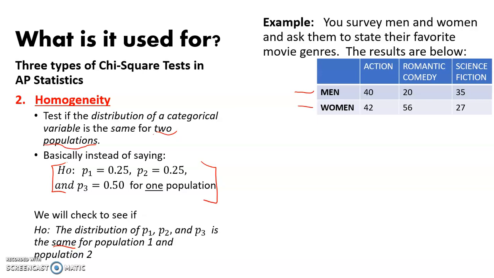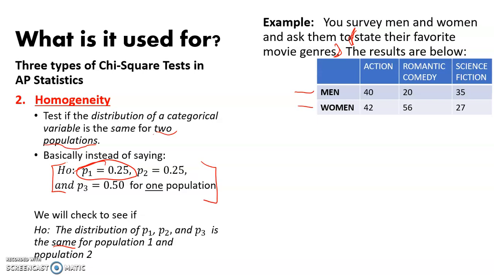So for example, let's say you survey men and women, and you ask them to state their favorite movie genre. So there's your variable: what's your favorite movie genre? Pick from action, romantic comedy, and science fiction. So you have this one categorical variable, favorite movie genre, and you're asking 2 different groups of people to respond, men and women. And we don't really care what the proportion is. So it's not like the goodness of fit where we want to know, could it be 25% action? Instead, we want to know, are they the same across both groups?